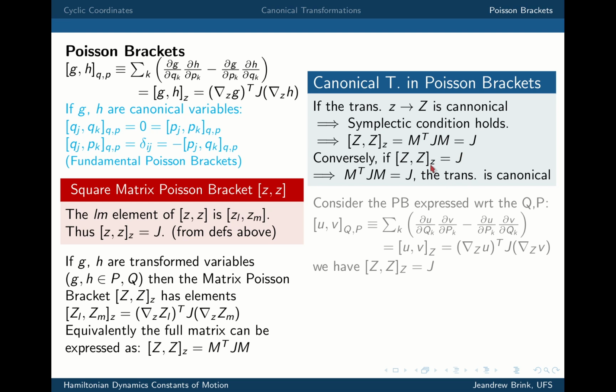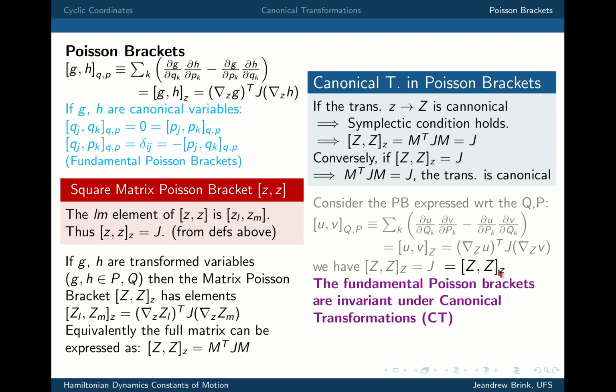And that's the power of the Poisson bracket. The things that you work out with it are not dependent, and I'll show this in more detail now, on which set of canonical variables you're working with. So you basically have that the Poisson bracket with respect to the new variables is equal to J, which is equal to the Poisson bracket with respect to the old variables. And so you have a result: the fundamental Poisson brackets are invariant under canonical transformations.